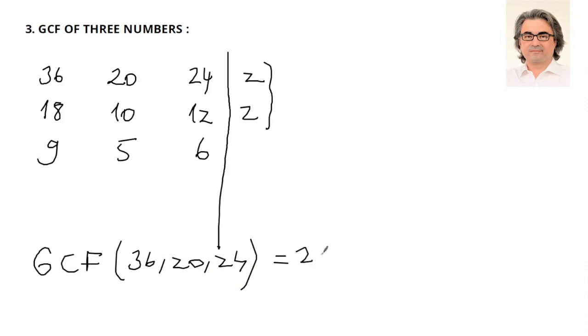2 times 2 is 4. Now, let's continue with the next and, I think, one of the most important subjects where we use the greatest common factor in our daily life. It will be very beneficial for us.